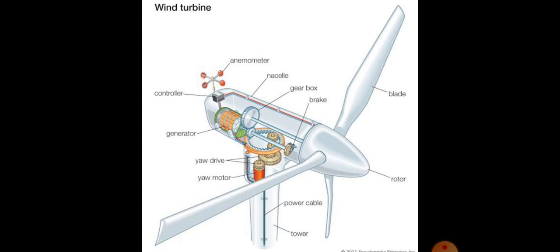that is main shaft, gearbox, brake, generator, anemometer for direction, yaw motor. It is also used for rotating the nacelle portion or rotor hub.